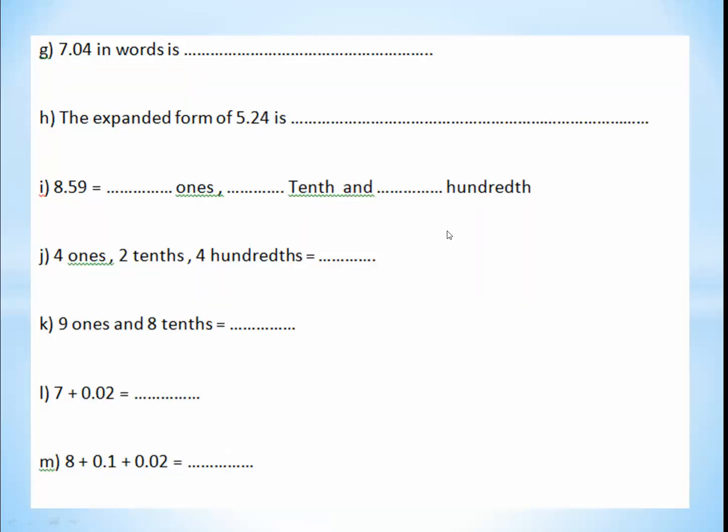Right, 7.04 in words. Okay, it means 7 and 4 hundredths. The expanded form of 5.24 means 5 plus 0.2 plus 0.04. Here, 8 ones and 5 tenths and 9 hundredths. Here we are going to write 4 and 0.24. 9 ones and 8 tenths, it means we are going to write 9.8.